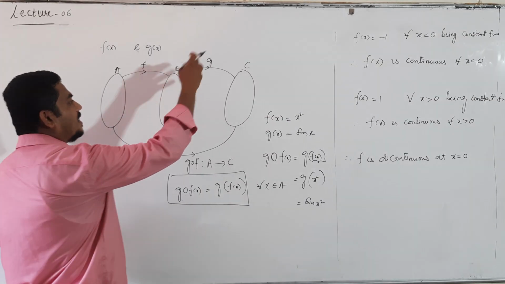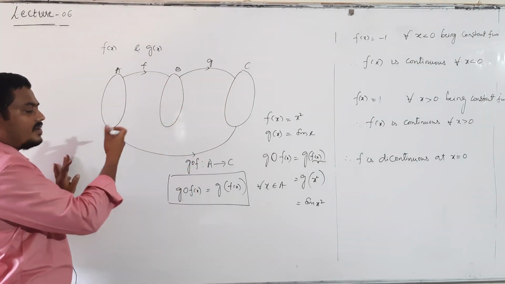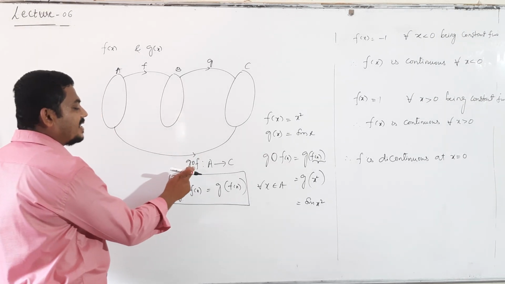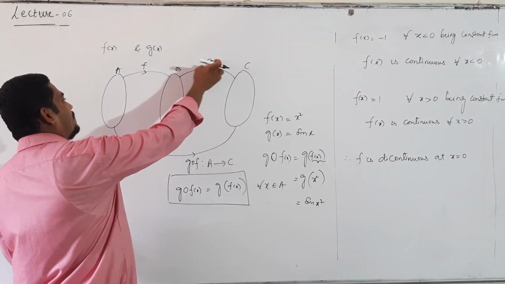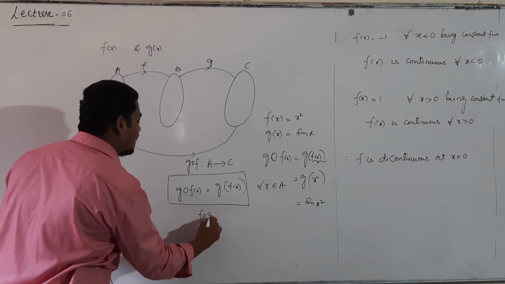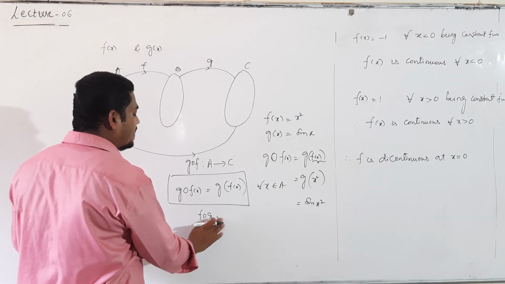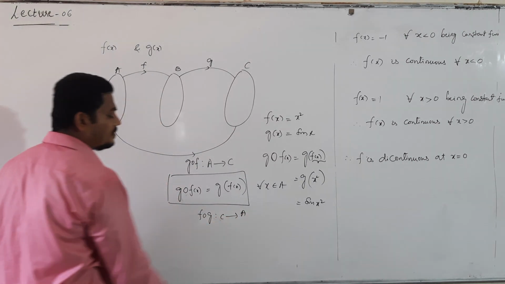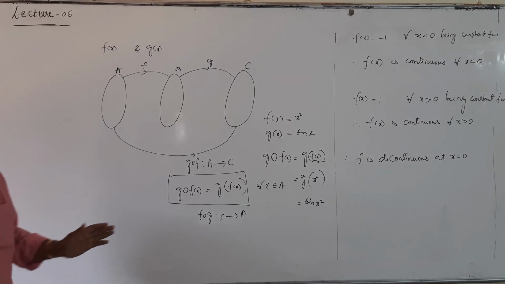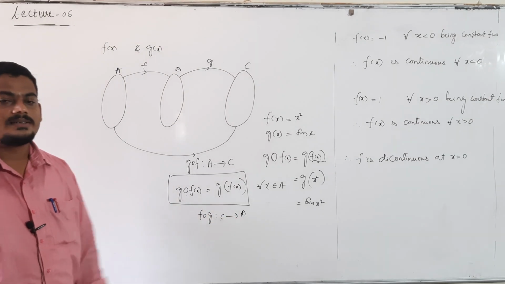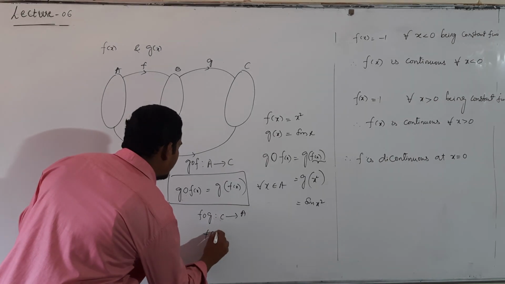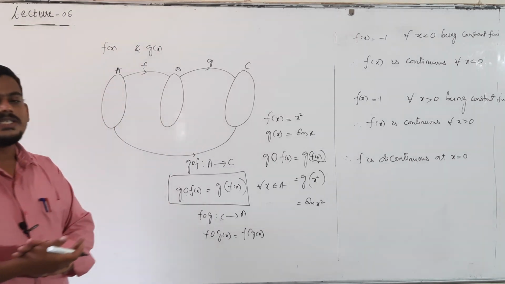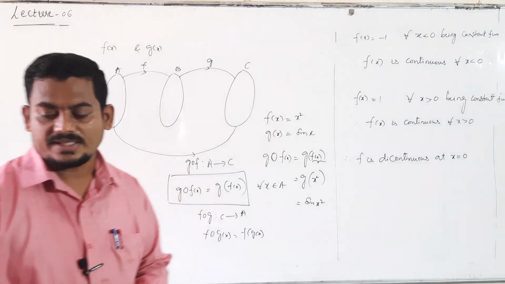F is from a to b, g is from b to c. Then the third function is from a to c. That function is the composition of f and g, which is g circle f. Composition of g and f is f circle g. F circle g is from c to a. Then f circle g of x is equal to f of g of x. Composition means one function inside another function.